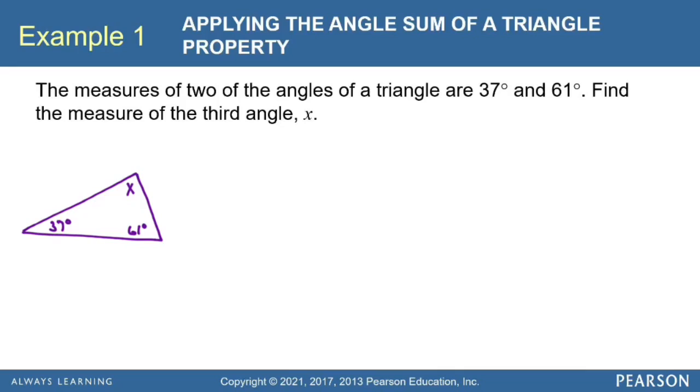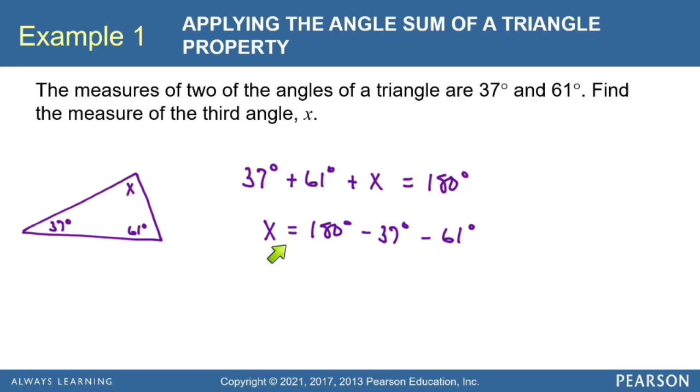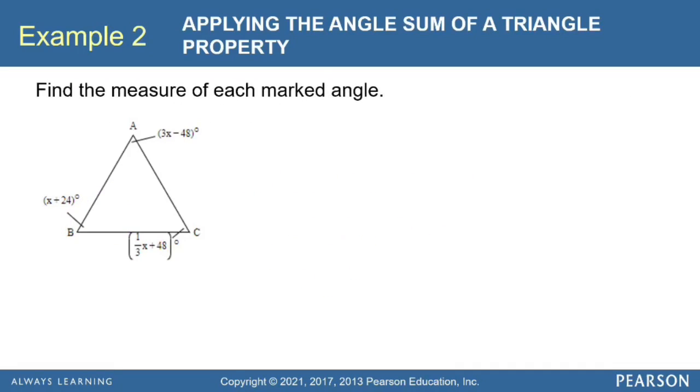the problem. And we know that the three angles of a triangle add up to 180 degrees, so we can write 37 degrees plus 61 degrees plus x equals 180 degrees. Now, of course, if we subtract 37 from both sides and subtract 61 from both sides, we'll have something that looks like this. And so our angle x is 180 minus 37 minus 61 degrees, so angle x is 82 degrees. And here is example 2, and it's very similar to example 1, only there's a little more algebra involved.